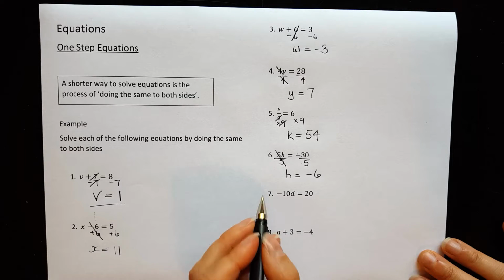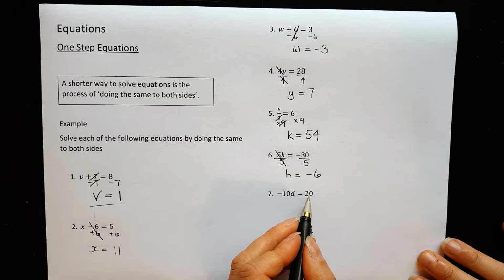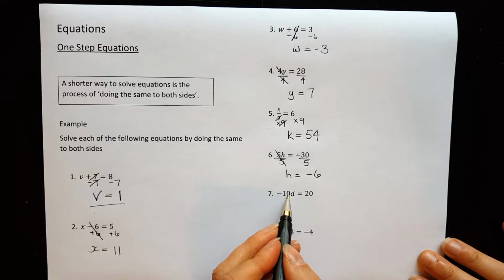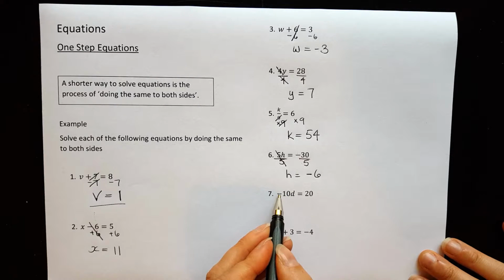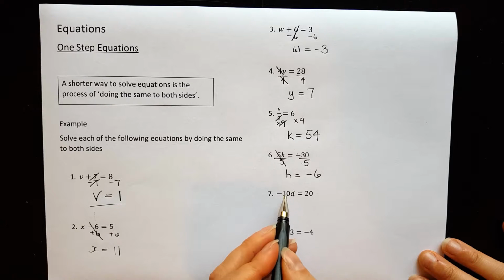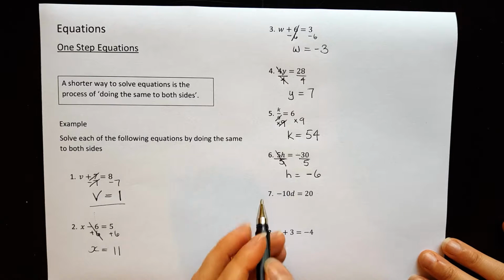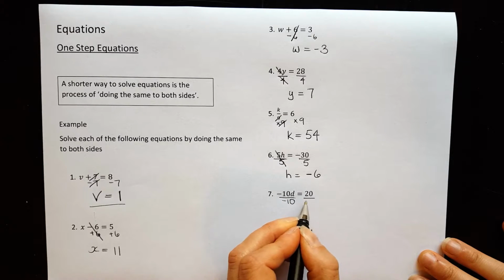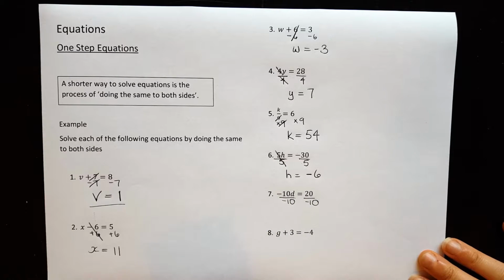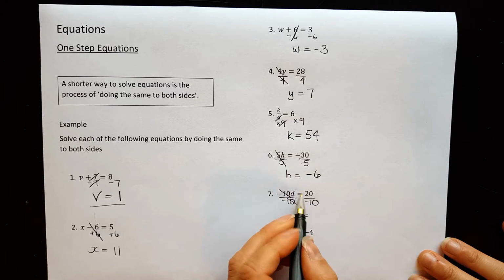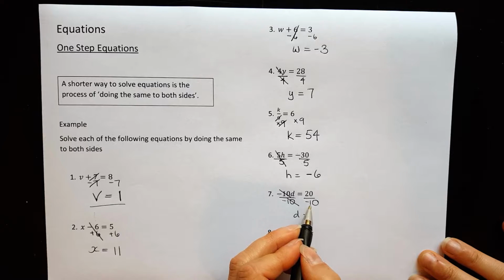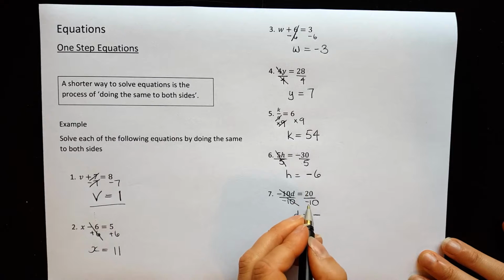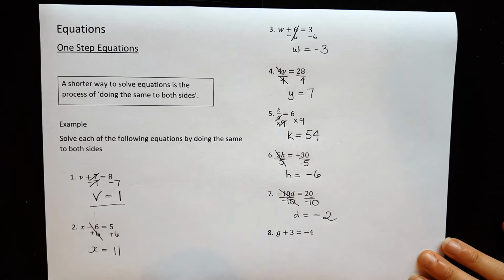Question 7. Minus 10d equals 20. Now that minus 10 is actually multiplied with the d. So even though there's a minus sign there, it's a negative number multiplied with the d. So I need to divide by that negative number. And you can divide by a negative number. So that will get rid of those. d is equal to 20 divided by negative 10. A positive divided by a negative will give a negative. 20 divided by 10 is 2.